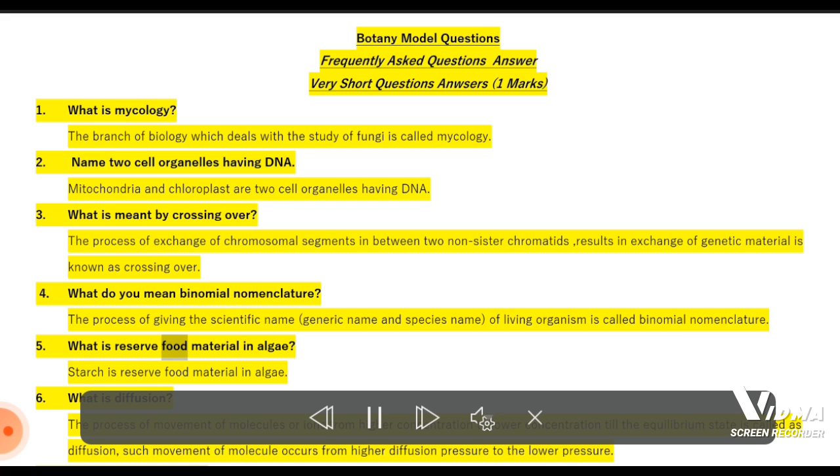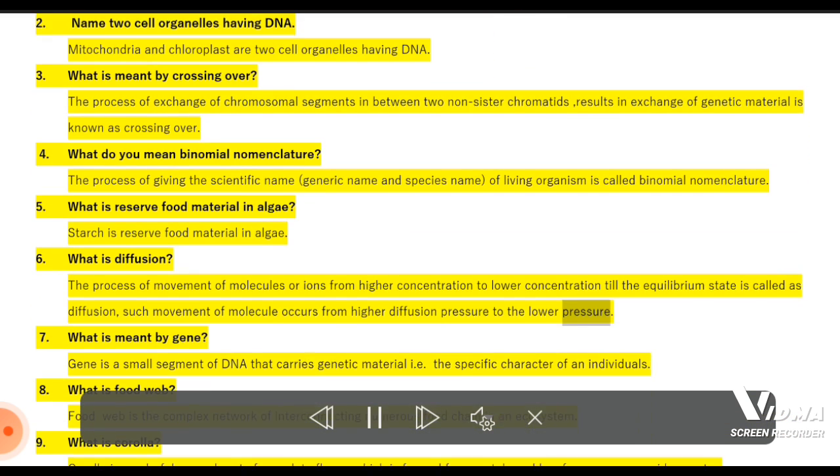5. What is reserve food material in algae? Starch is reserve food material in algae. 6. What is diffusion? The process of movement of molecules or ions from higher concentration to lower concentration till the equilibrium state is called diffusion. Such movement of molecules occurs from higher diffusion pressure to lower pressure.